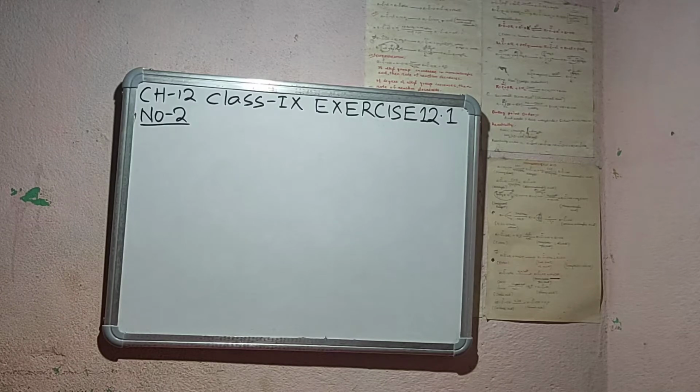So today, question number 2 of exercise 12.1. The question is on your screen. The triangular side walls of a flyover have been used for advertisement. You have come across a flyover in a town. This type of flyover has triangular side walls.